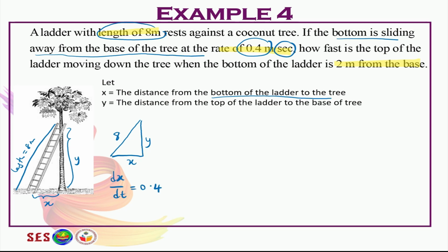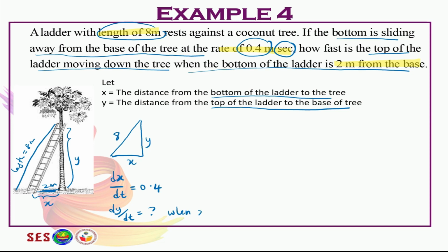And then the question asks you to find how fast is the top of the ladder moving down the tree? So that means you have to find dy over dt. When the bottom of the ladder is 2 meter from the base, so bottom is 2 meter. So that means when x is equal to 2. So next you have to create chain rules. So we want to find dy over dt. So it's equal to dy over something times something over dt.